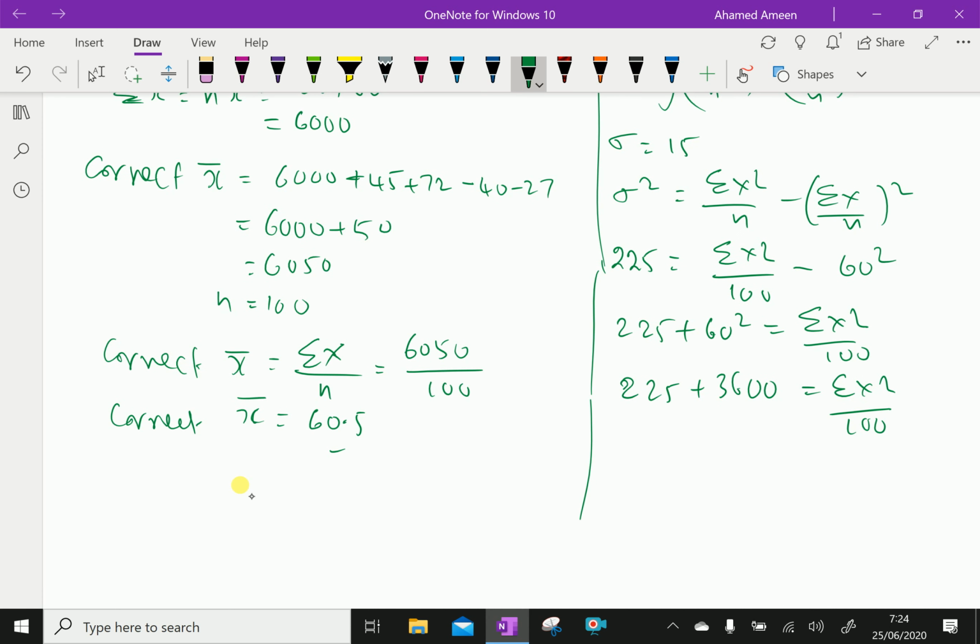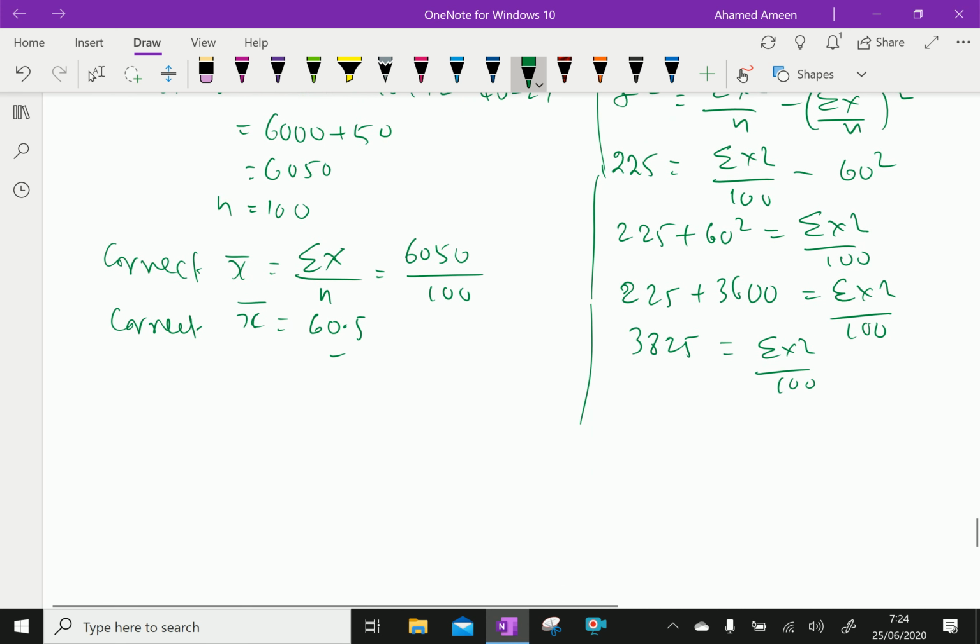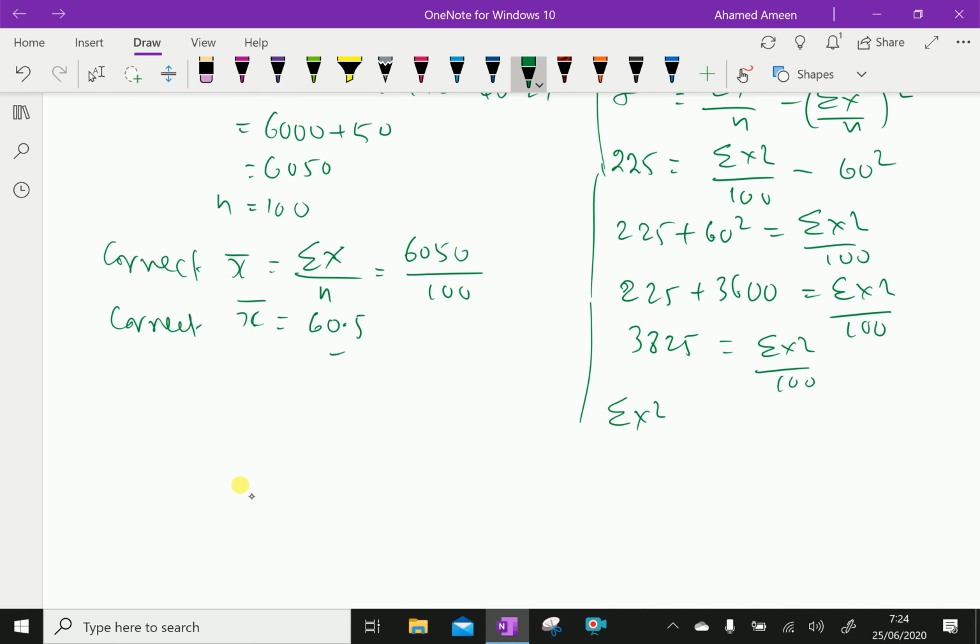Then 3600 plus 225 is 3825, which is sigma x square over 100. The 100 is cross multiplied, therefore sigma x square equals 382500.